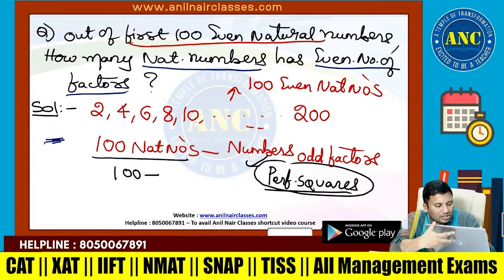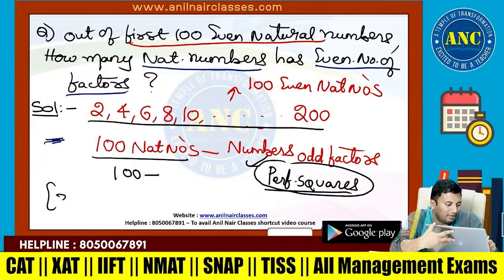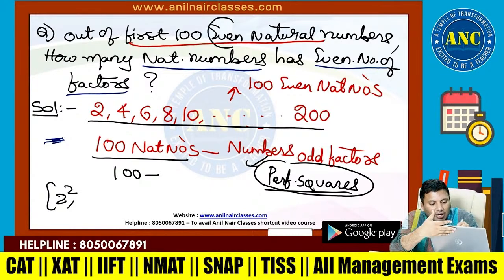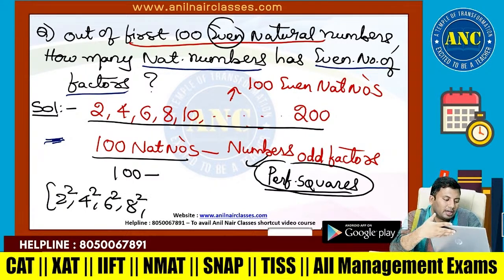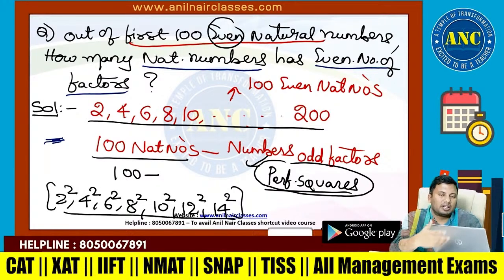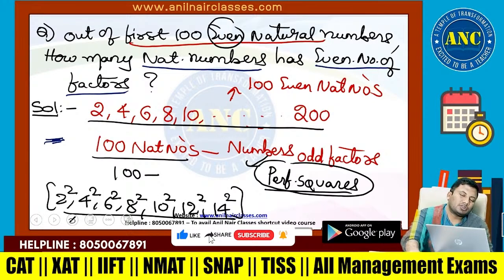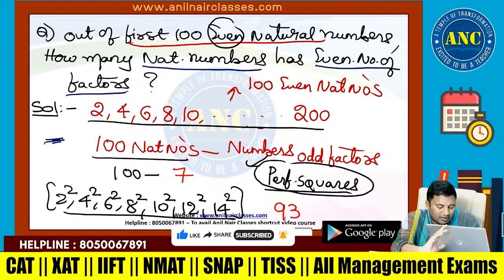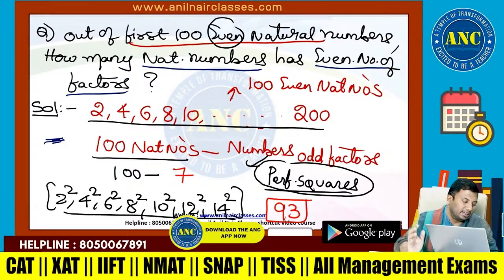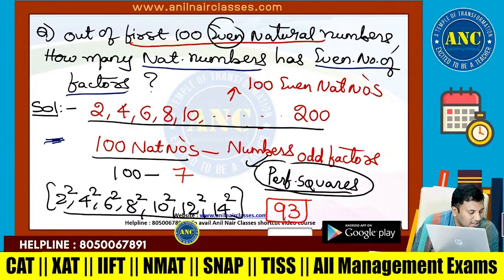What are the perfect squares in this set? All are even numbers, so 1 square cannot be taken. 2 square, 4 square, 6 square, 8 square, 10 square, 12 square and 14 square. Odd numbers cannot be taken. Totally 7 are there. 100 minus 7. The answer for this question is 93.